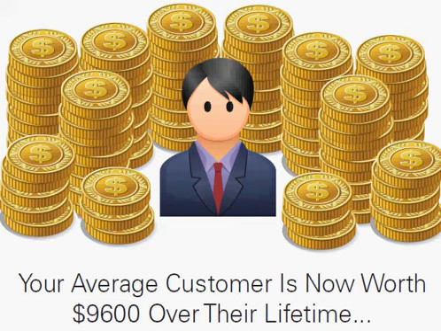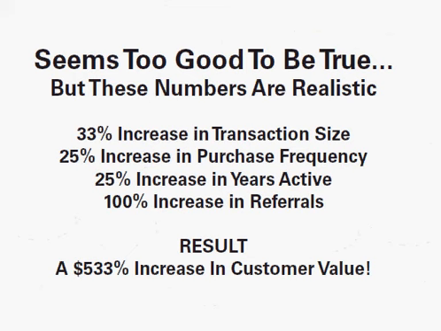However, there's such a thing as geometric growth where everything feeds into itself. What we're actually talking about here is that nothing's doubled. Everything's only a small improvement. We've got a 33% increase in transaction size. We've got a 25% increase in purchasing frequency. We've got a 25% increase in the years the customer is active, and we have a 100% increase in referrals. And all of that comes down to a 533% increase in customer value. It's great maths, and it's how businesses actually work.